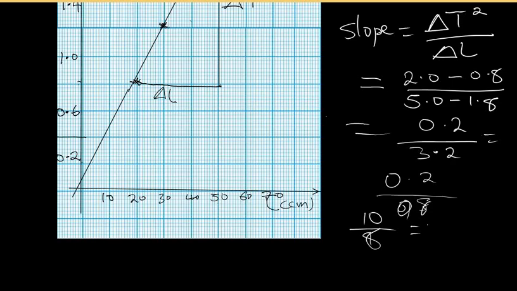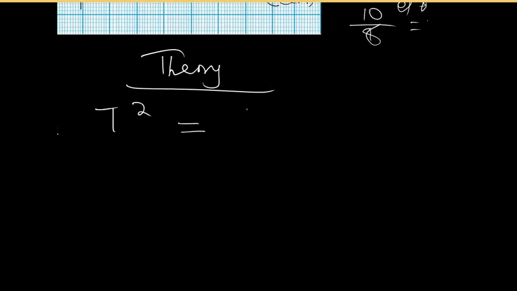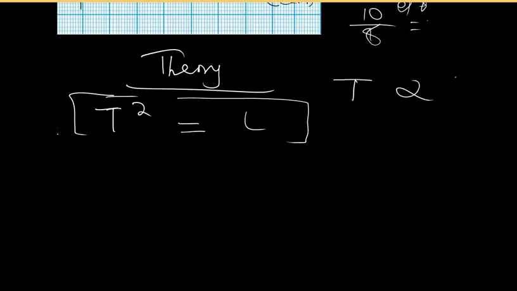But that's not the catch. Now let me tell you where the catch is. Still based on the theory, why was the graph t square versus L? Have you bothered why you were asked to draw the graph of t square? Why not the period versus the length? Why do we have to find the square of t? I will tell you.